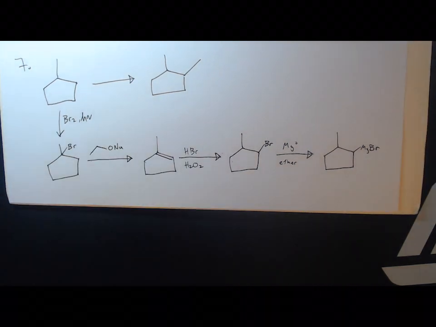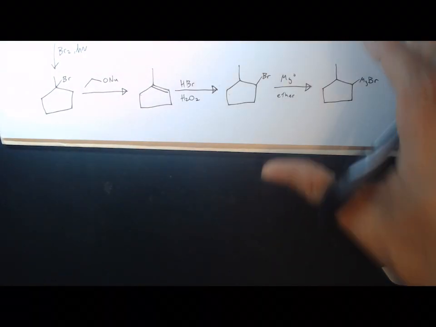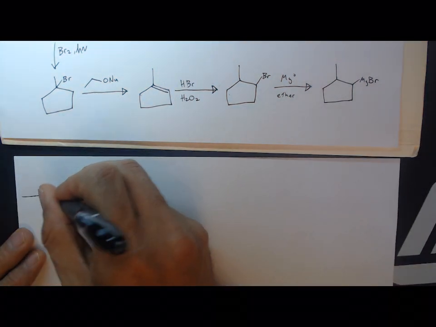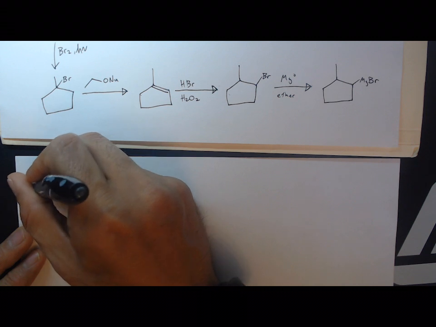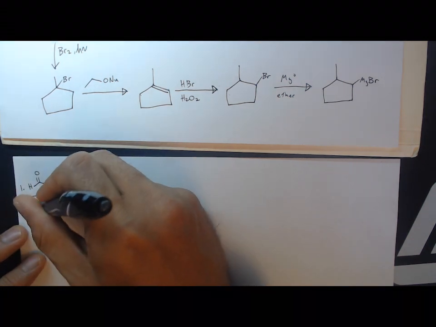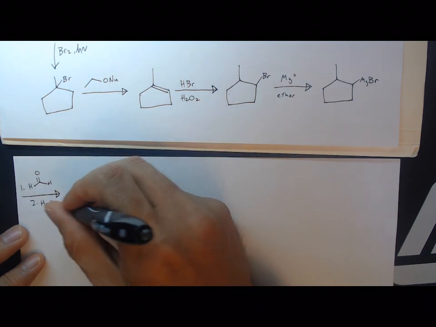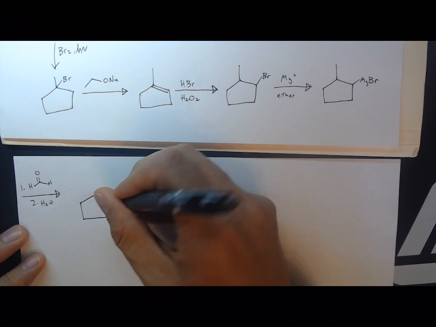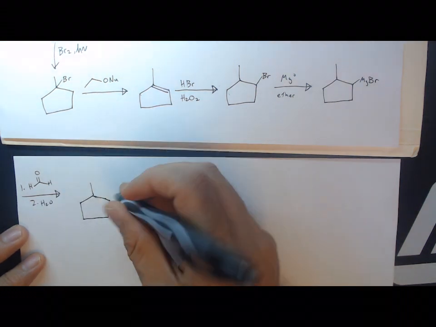I need one more carbon, and I feel that the best way to do this is to react it with formaldehyde. So I'm going to use that for the next part here. Let me start on the sheet of paper here. Step 1 would be formaldehyde. Step 2 would be a quench with water. The main reason I'm doing this is I want to extend that chain by 1 carbon to get that methyl group on there.